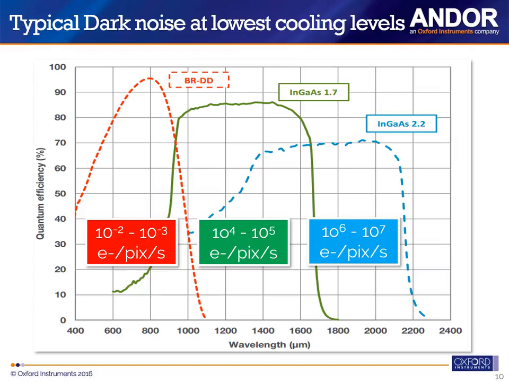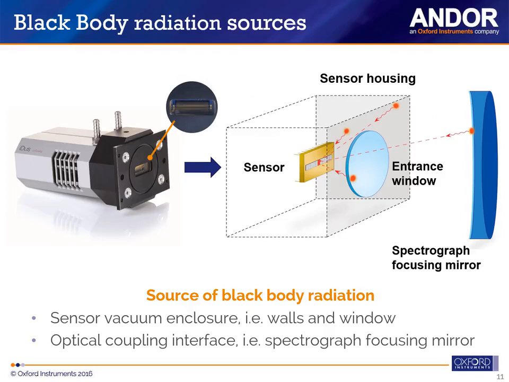When you move to InGaAs technology with a cutoff at 1.7 micron, you get many orders of magnitude more dark current generated, typically between 10 to the power 4 and 10 to the power 5 electrons per pixel per second. So tens of kilo electrons per pixel per second. When it comes to the 2.2 micron version of these InGaAs sensors, you're talking about mega electrons per pixel per second and above. So a very high rate of generation of dark charges at the sensor.